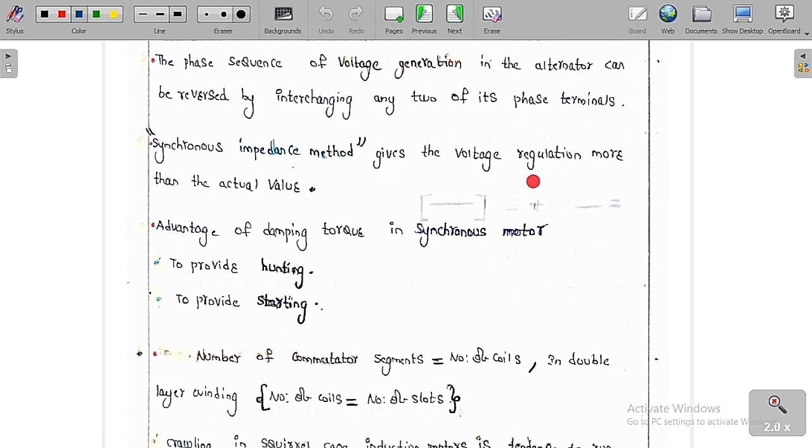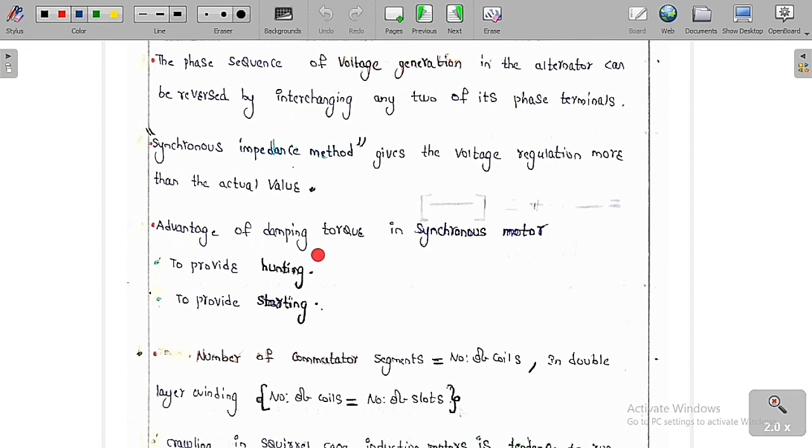Synchronous impedance method gives the voltage regulation more than the actual value. I have already told you there are different types of methods to figure out the voltage regulation of an alternator. Out of that, the synchronous impedance method is going to give you the voltage regulation more than the actual value. I have already told you which one is more accurate and which one is going to give you higher values also. I have discussed this in a very detailed manner. So the synchronous impedance method is a method to measure the voltage regulation of an alternator, and it gives a value more than the actual value.